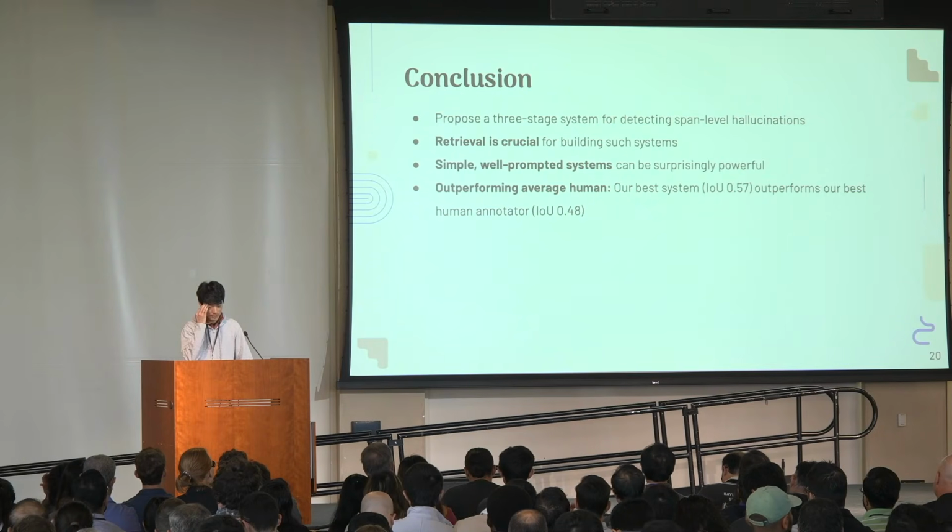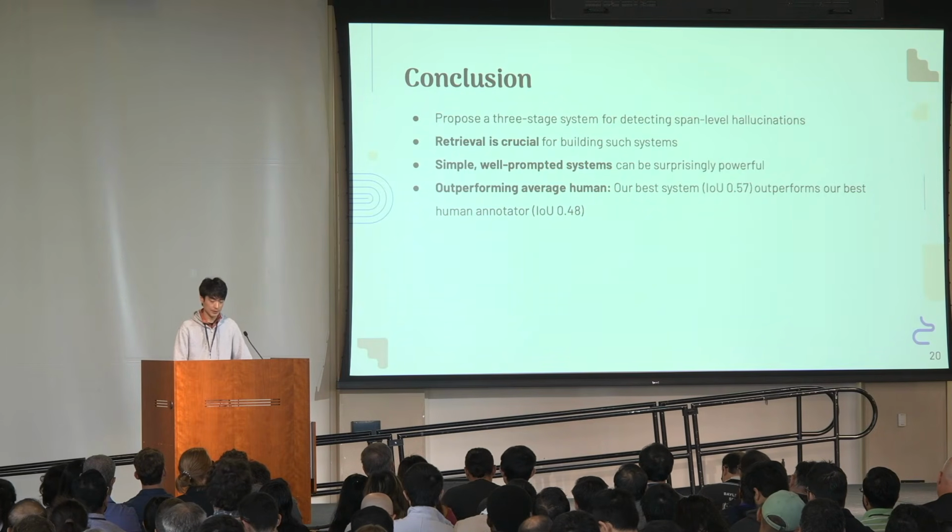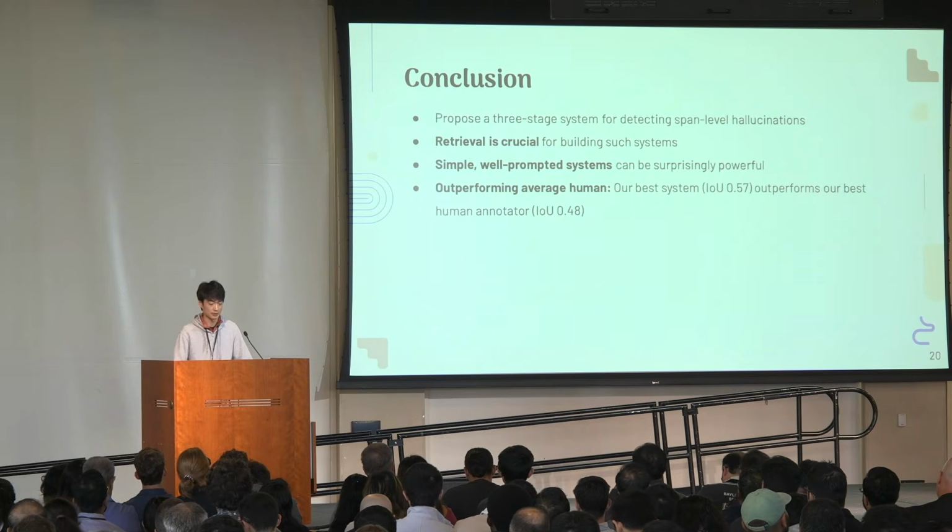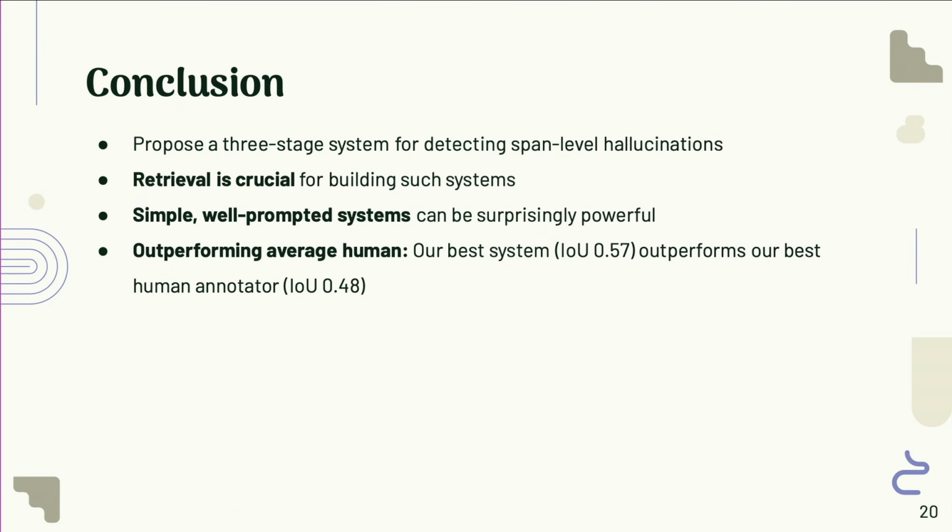In addition, the authors manually annotated the validation set and found that our system can outperform our best annotator by a large margin. Our best system achieved 0.57 IOU, whereas our best human annotator only achieved 0.48.